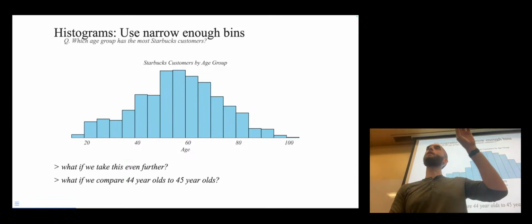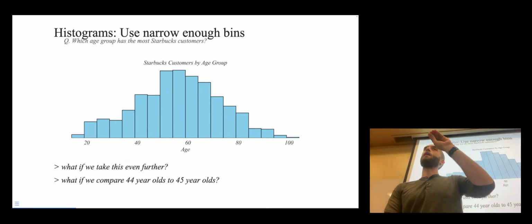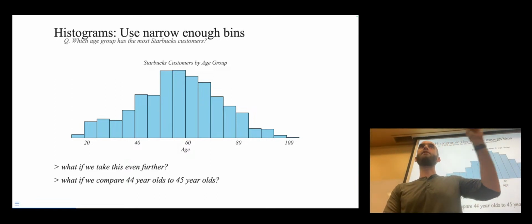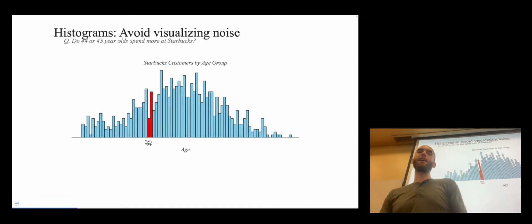I'm going to show you what that figure looks like. What if we want to distinguish between the coffee consumption at Starbucks of 44-year-olds and 45-year-olds? And it looks like this. So this is a figure where we have each individual year, no age groups, just individual ages across the Starbucks customers, going from, I think it's 18 all the way up to 115.